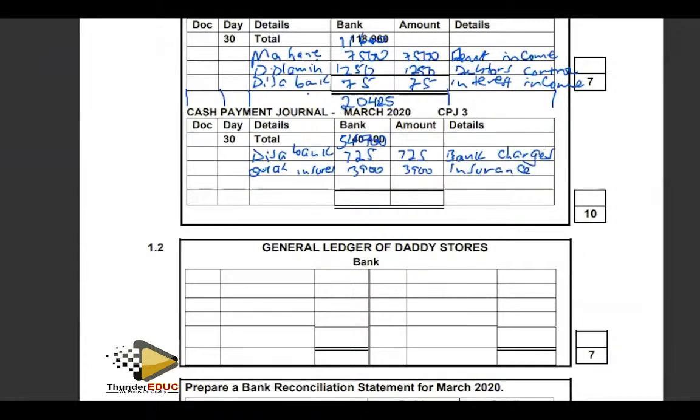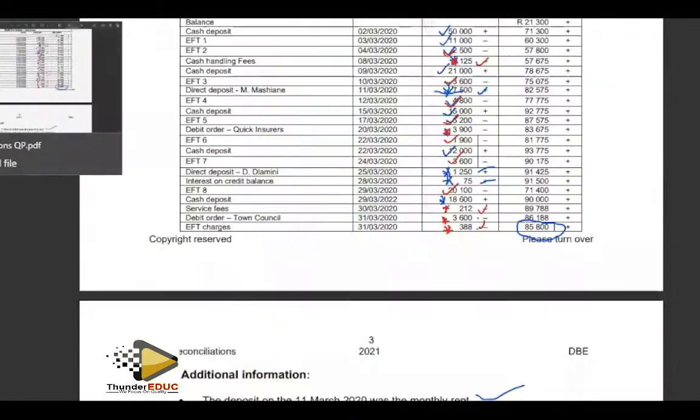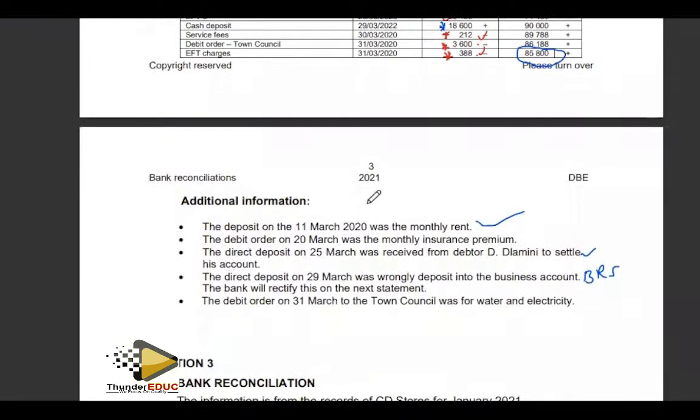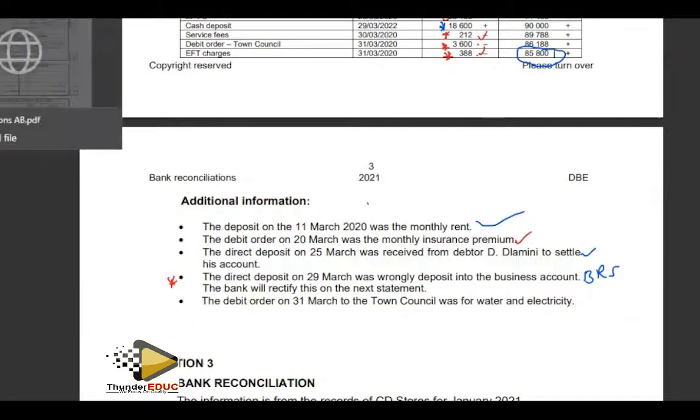Then another amount we have is this one, 3,600. We have to look for it. It is town council. So let's go and check what they're talking about. Remember I said that whatever you finish, you tick it off. You say, okay, I'm done with this, so that you don't get confused. So the debit order, this one we haven't done, the direct deposit. The debit order on 31st March to the town council was for water and electricity. So I'm going to come here and say water and electricity.